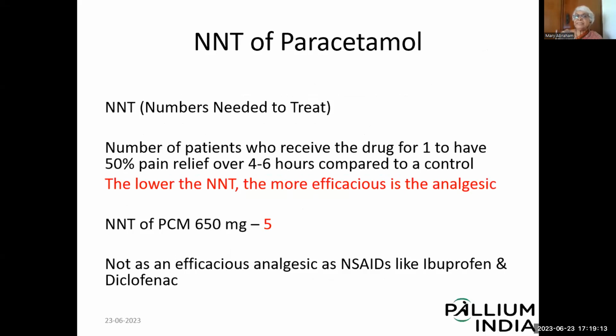Now, what is the number needed to treat of paracetamol, or what is called NNT? This term is important because it will tell you about the efficacy of a particular drug. So, what is NNT? It is the number of patients who receive the drug for one to have 50% relief over the next 4 to 6 hours compared to a control. So the lower the NNT, the more efficacious is the drug. In case of paracetamol 650, the NNT is 5. That means for every 5 patients, one will have good relief of pain. So if you compare it to the other NSAIDs like ibuprofen or diclofenac, it's not that efficacious. Those have a lower NNT.